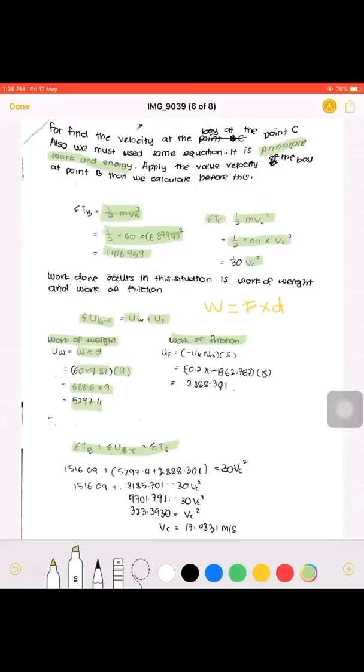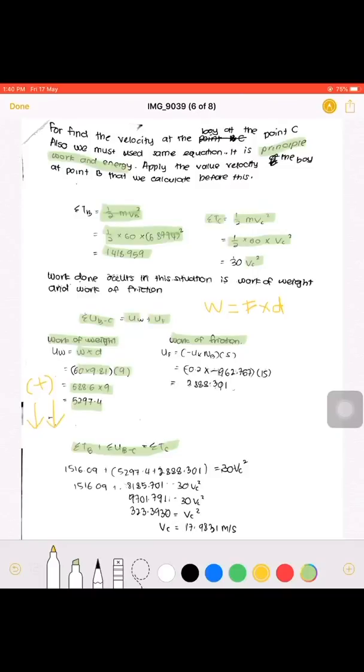Why is the work of weight positive? Because weight is in the downward direction, and the motion of the ball is also downward. So the distance of the height is also downward, so it will be positive. The most important thing is that the force of weight must be parallel with the distance.